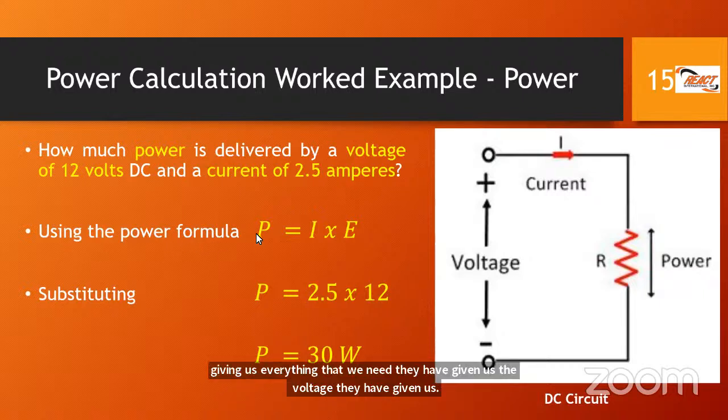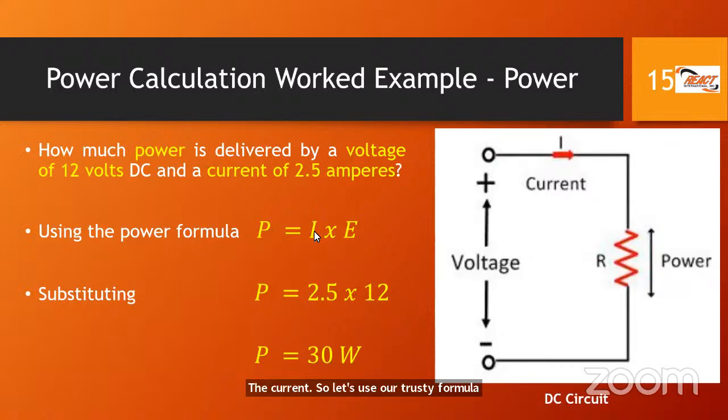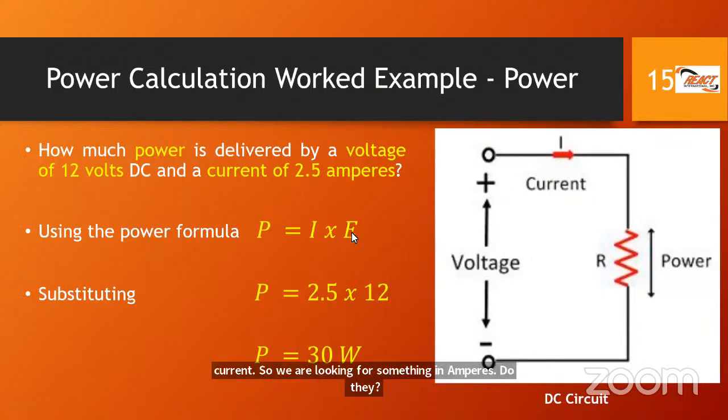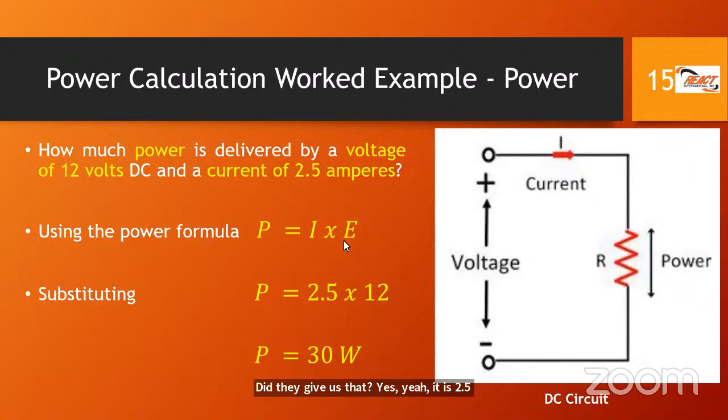So let's use our trusty formula. We write the formula down. P is equal to IE. We remember it because remember power, PIE. And then now we think about what is P? P is power. What is I? I is current. So we are looking for something in amperes. Did they give us that? Yes, here it is. 2.5 amperes. E. What is E? Electromotive force. That's measured in volts. So we're looking for voltage, 12 volts.